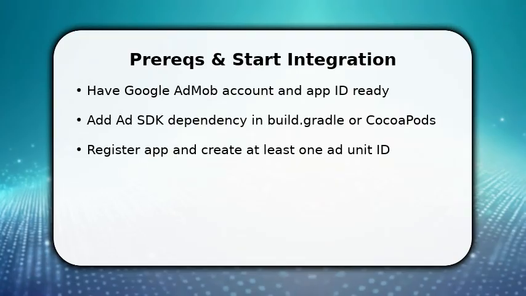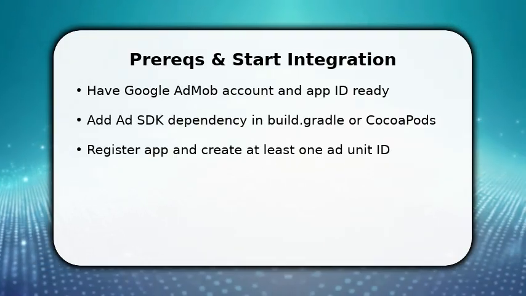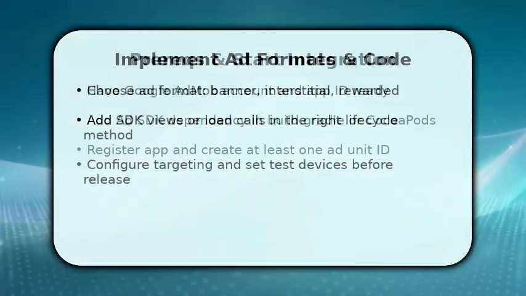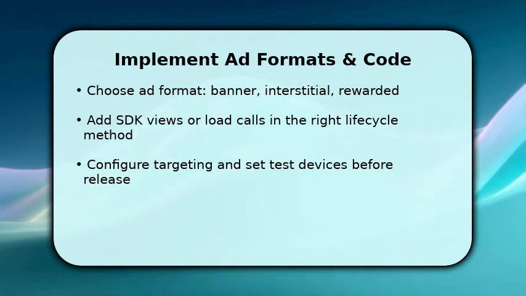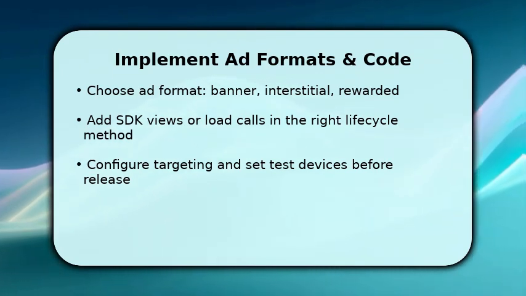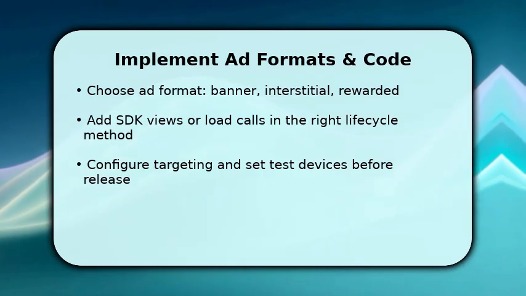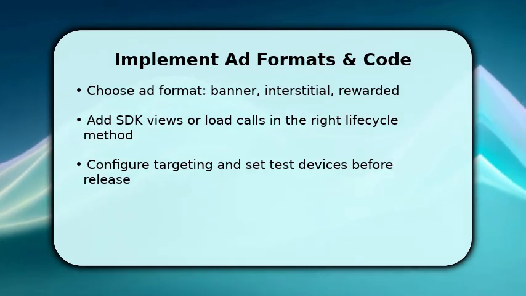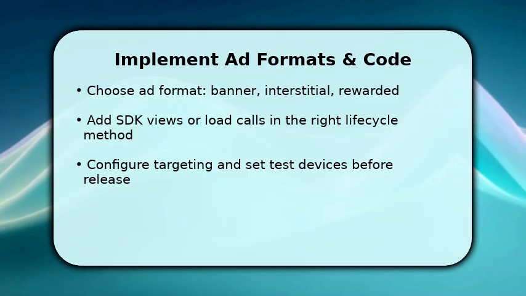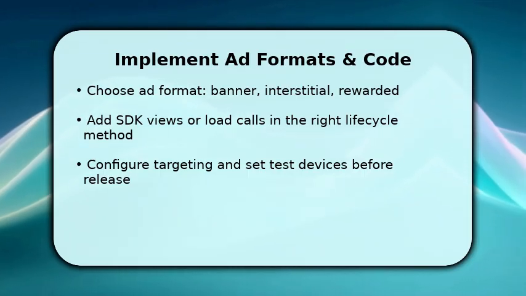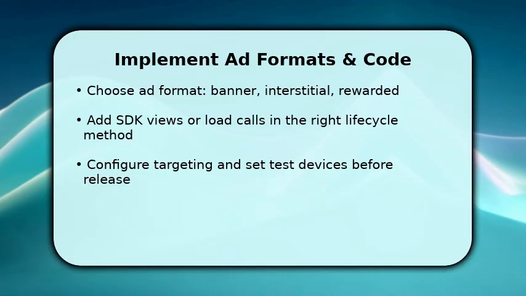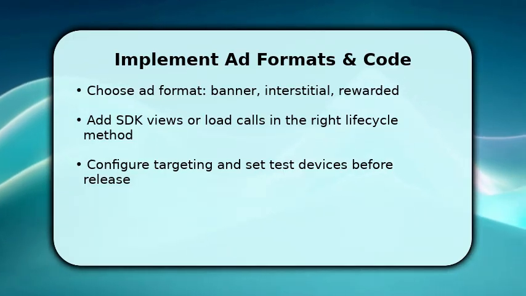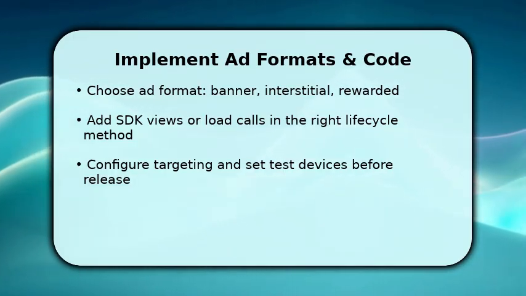Make sure to enable testing mode first so you don't violate policies while developing. Now you'll implement the chosen ad format in code and explain why each placement matters. For banners, attach the ad view to your layout and load ads in onCreate or viewDidLoad. For interstitials, preload then show at natural breaks to avoid crashes. Rewarded ads require a reward callback to grant the user value in your app. Use targeting options sparingly and always add a test device ID.